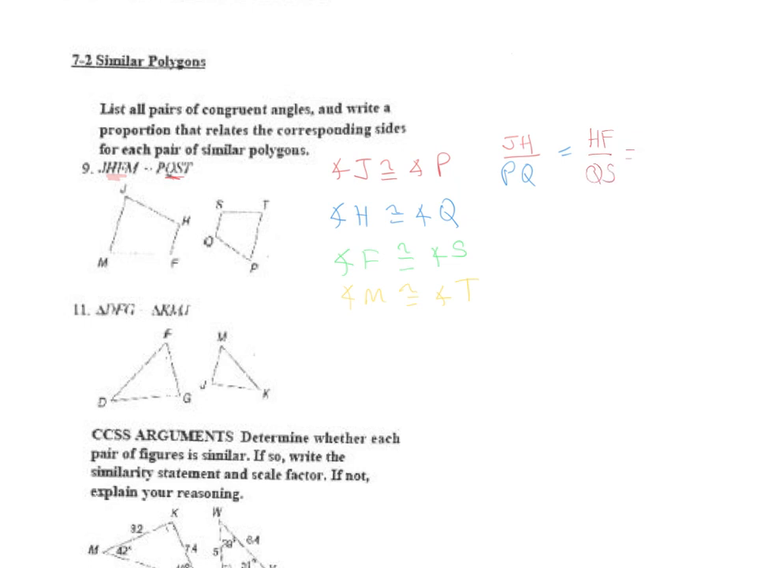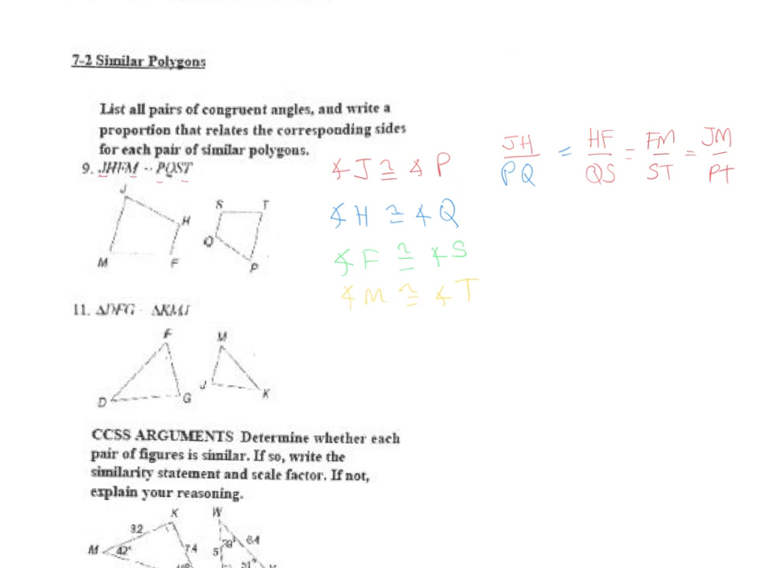And if I keep going, FM, and that is ST. And then the last one here is the first and the last. So that is going to be JM, and that's going to be with PT. Okay, so there we have all of our angles that are corresponding, and then a proportion that relates all of the sides.